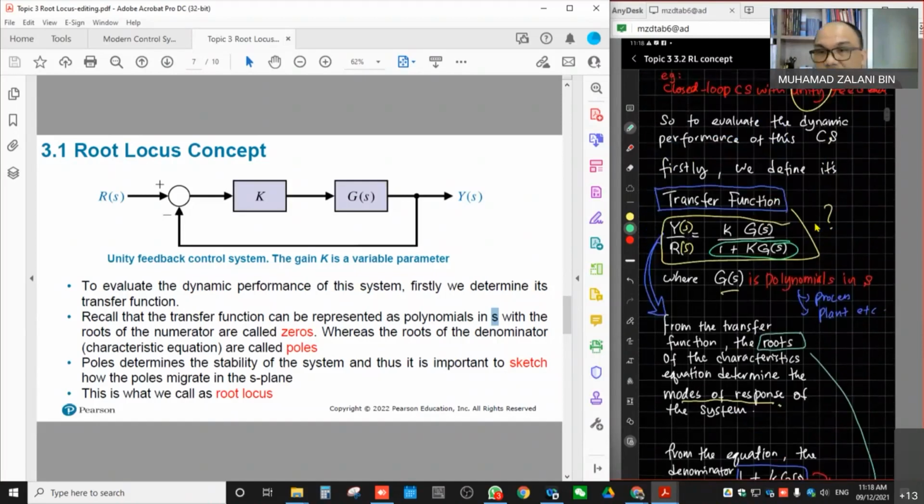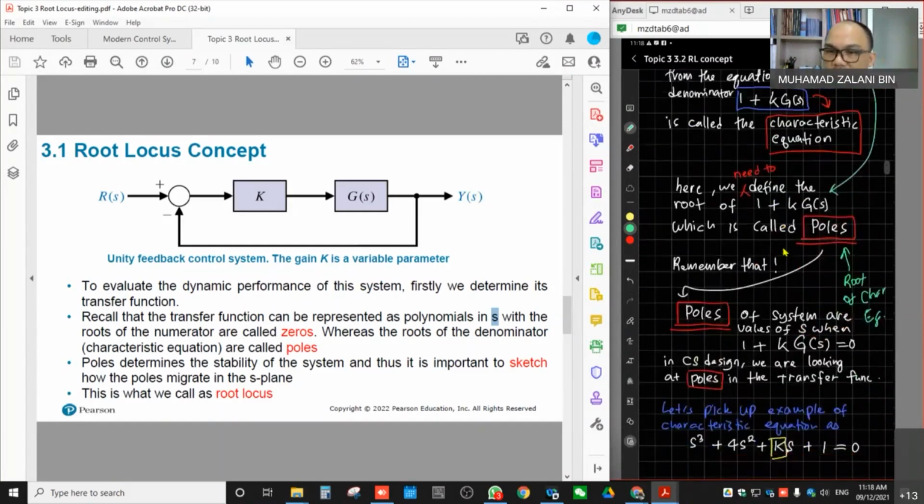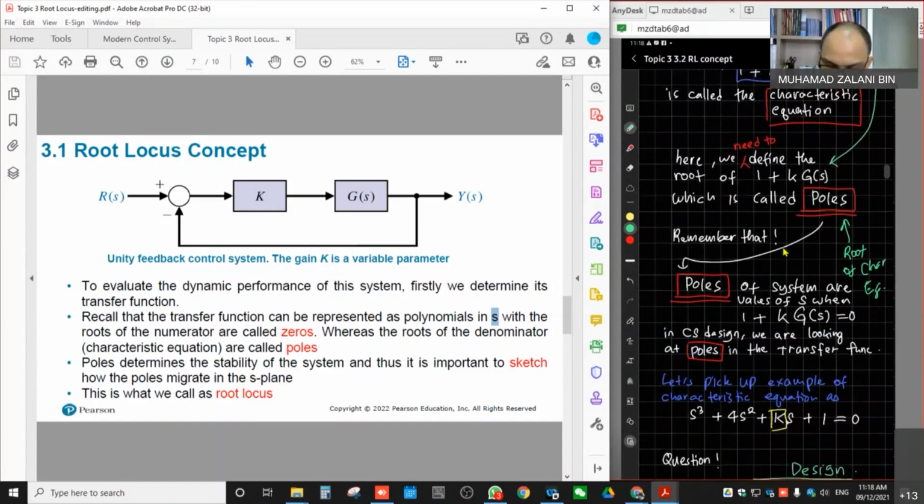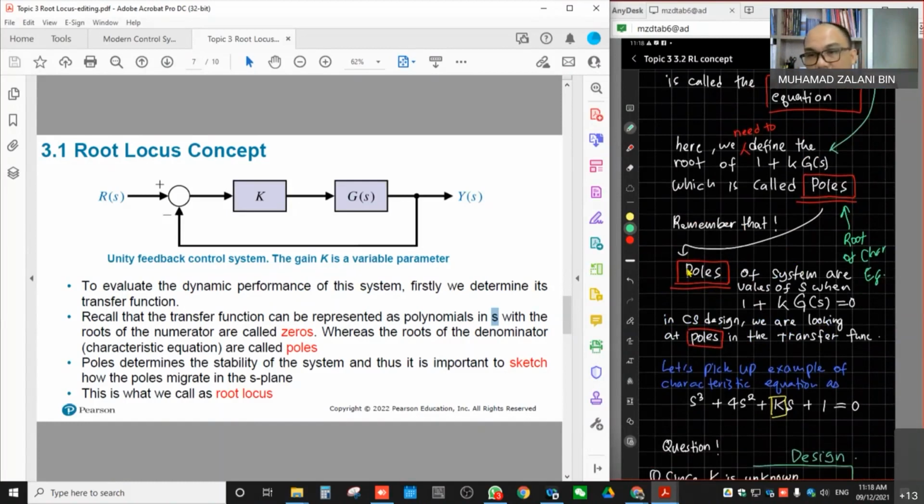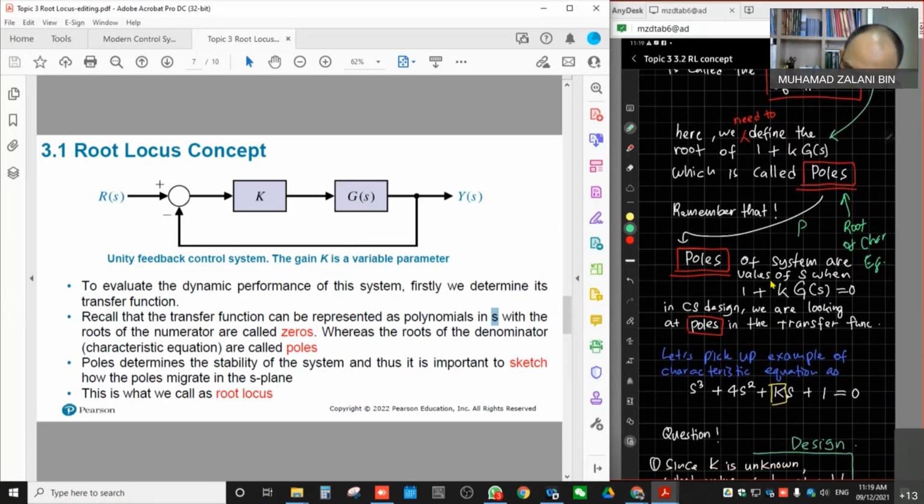For this transfer function, the denominator is the characteristic equation, 1 plus KG(s). When we want to determine the poles, we make this denominator, or characteristic equation, equal to zero. Let's say we have the transfer function P(s) over Q(s), for example. We want to determine Q(s) equals zero, so that this expression approaches infinity. Right? That is what poles mean.